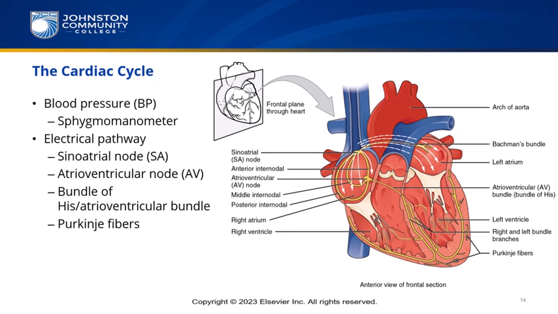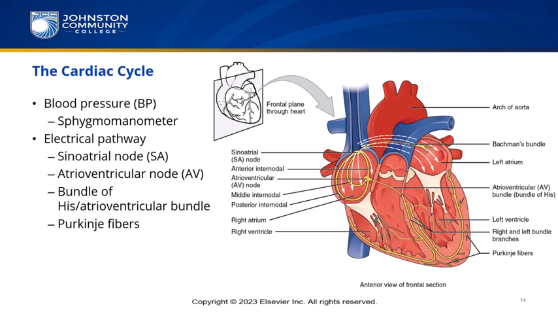The timing of the contractions and relaxations is accomplished through the electrical pathways in the heart. The heartbeat begins with the sinoatrial node, which we know as the natural pacemaker of the heart. This initial signal causes the atria to contract. The signal then is sent to the atrioventricular node, located at the base of the right atrium, proximal to the interatrial septum.